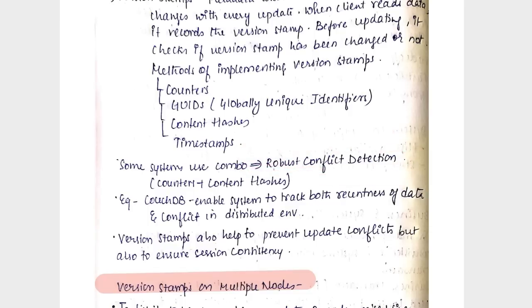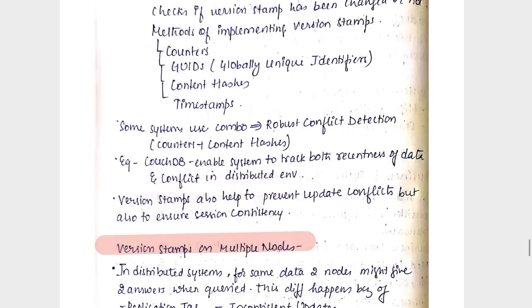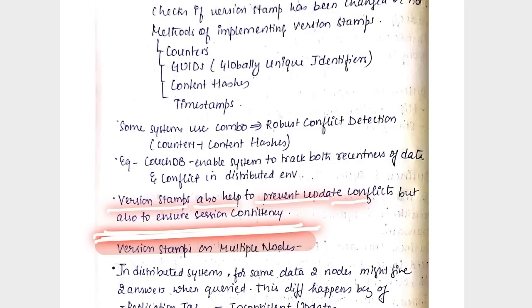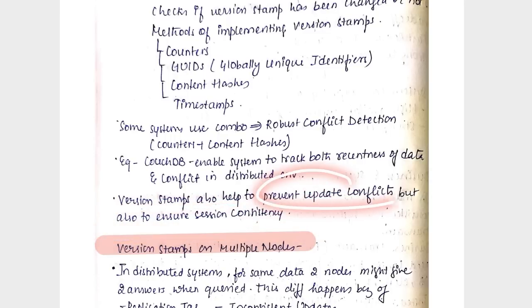For example, the CouchDB database uses this approach, enabling the system to track the recentness, that is, when it was last updated, and also deal with conflicts in the distributed environment. Version stamps also help to prevent update conflicts, but also to ensure session consistency. So here we are looking at the prevention of update conflicts and maintaining consistency, both.